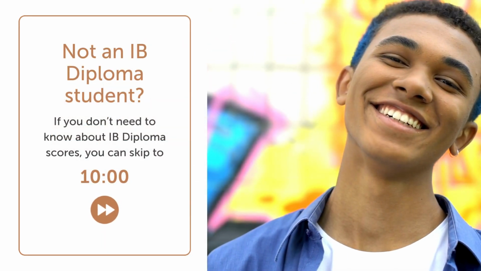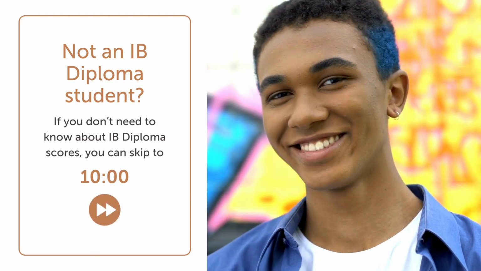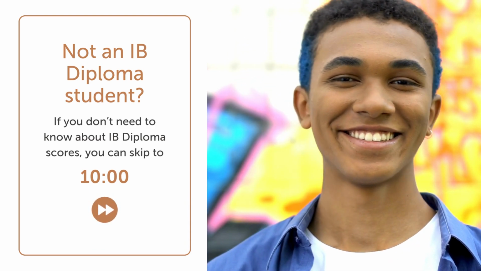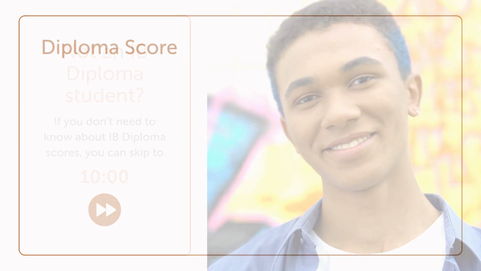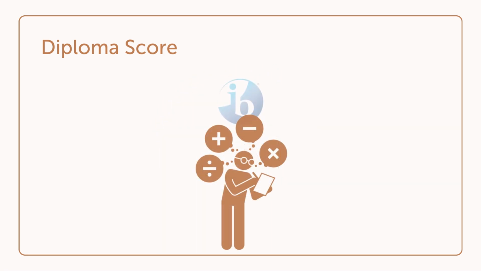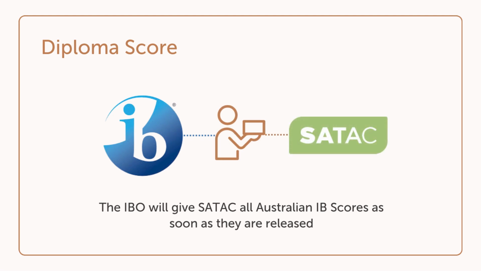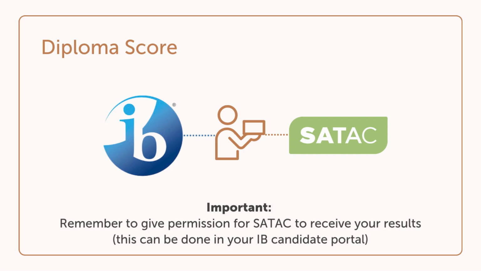This next section is for IB students, so if you don't need to know about IB scores, you can skip to the time shown below on the left here. Let's discuss the diploma score and the IBAS. Your diploma score is out of 45 points and is calculated by the IBO based on your results. The IBO will give us all Australian IB scores as soon as they're released.